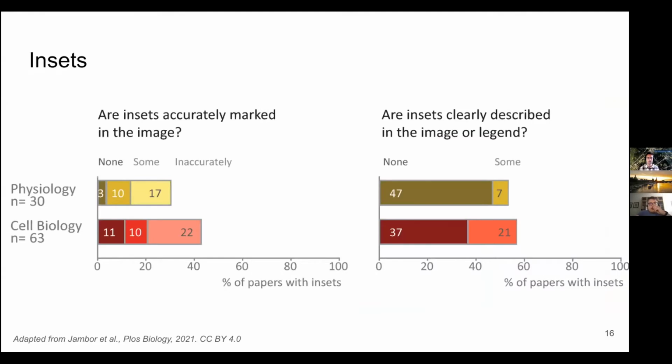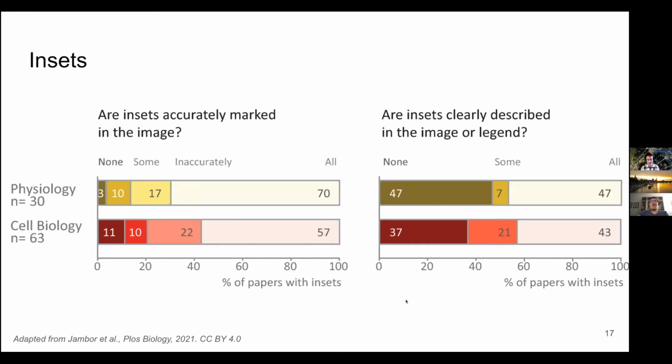So the insets were present in a subset of papers, but in 30–40% of the subset, they were not properly marked, at least in some images. And in 60% of the papers, they were not mentioned or described in the legend. It was in fact hard in some cases to identify insets because of the missing description in the legend.